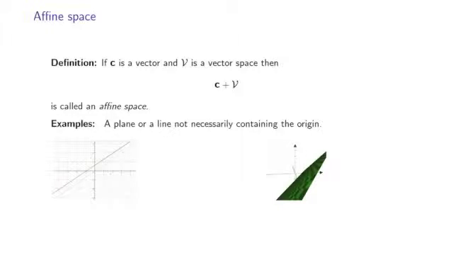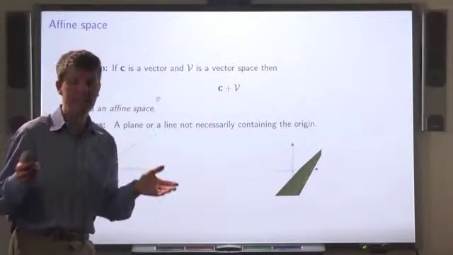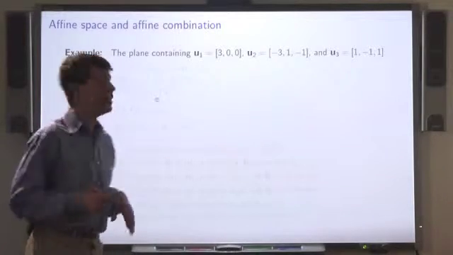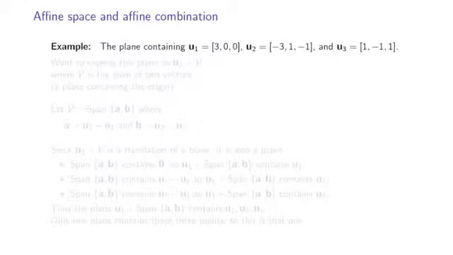Now, if c is a vector and big V is a vector space, c plus big V is called an affine space. So examples are a line or a plane that doesn't necessarily go through the origin. Let's do a more concrete example. Take the points u1, u2, and u3.